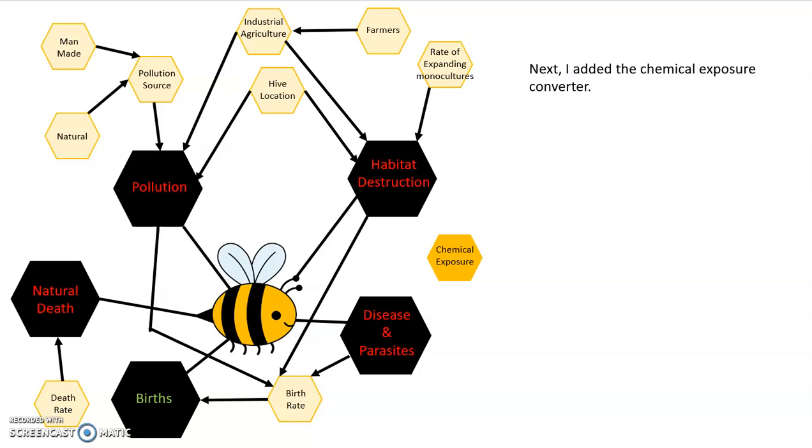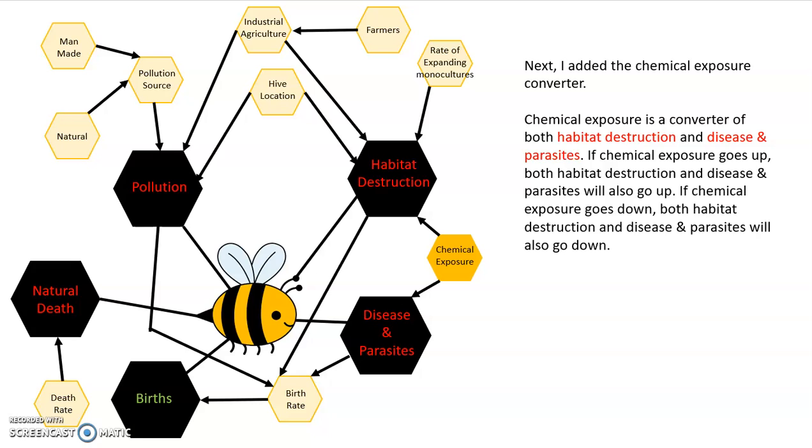Next, I added the chemical exposure converter. Chemical exposure is a converter of both habitat destruction and disease and parasites. If chemical exposure goes up, both habitat destruction and disease and parasites will go up. If chemical exposure goes down, both habitat destruction and disease and parasites will also go down.